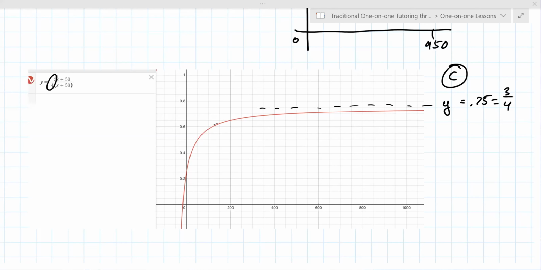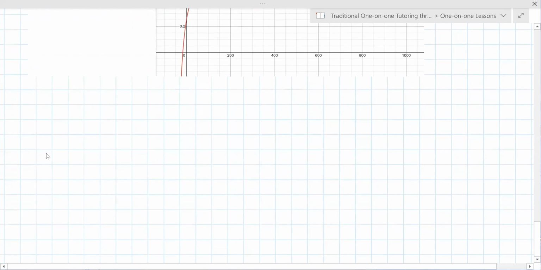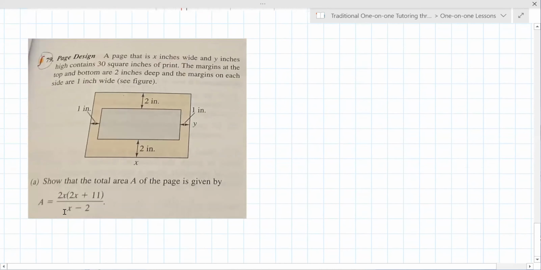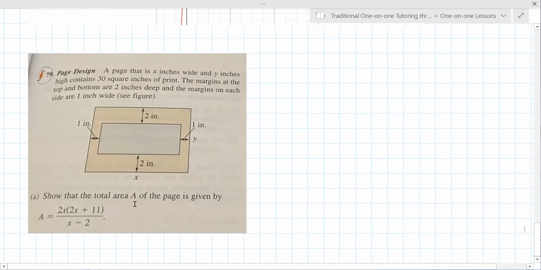What is the end of part C there? Use a graphing utility to graph the area function and determine the value, approximate the page size such that the minimum amount of paper will be used. My guess is that the most difficult part of this is showing that the total area is given, because it's easy when the equation's given: you just graph it and find the min or the max.